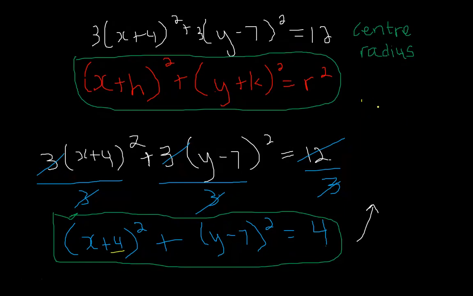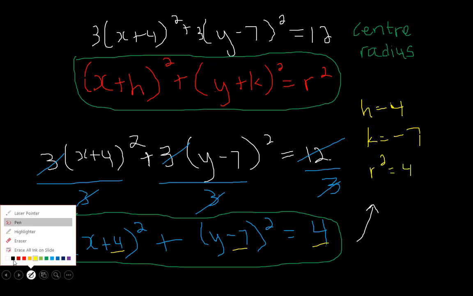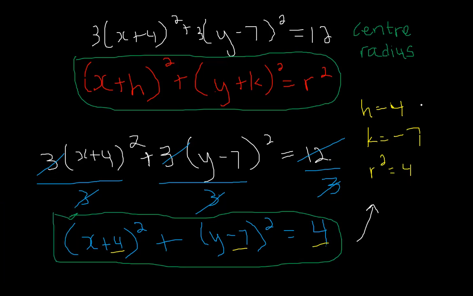So h would be equal to 4, k would be equal to minus 7, and r squared would be equal to 4. Well, we know that the center is (minus h, minus k), so that's what we need to find. If h is 4, then minus h is minus 4. If k is minus 7, then minus k would be 7. And if r squared is 4, that means r is equal to 2. So my answer, let me write this in green, is minus 4, 7, and 2.